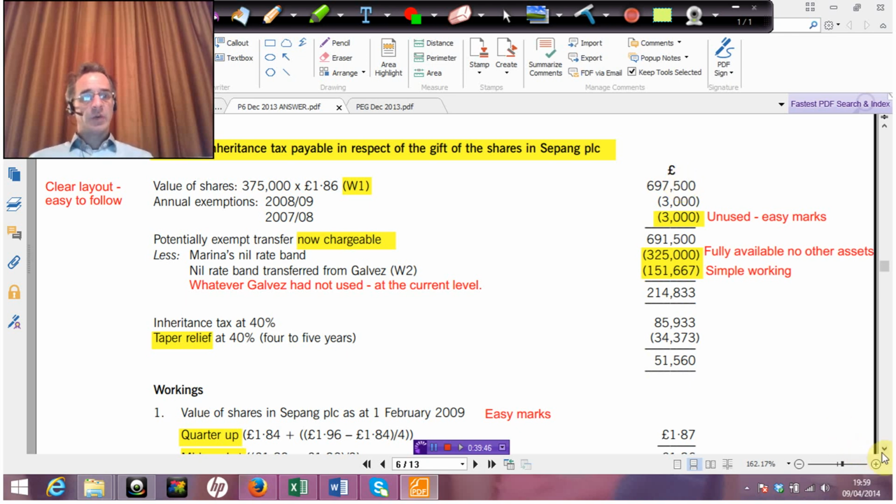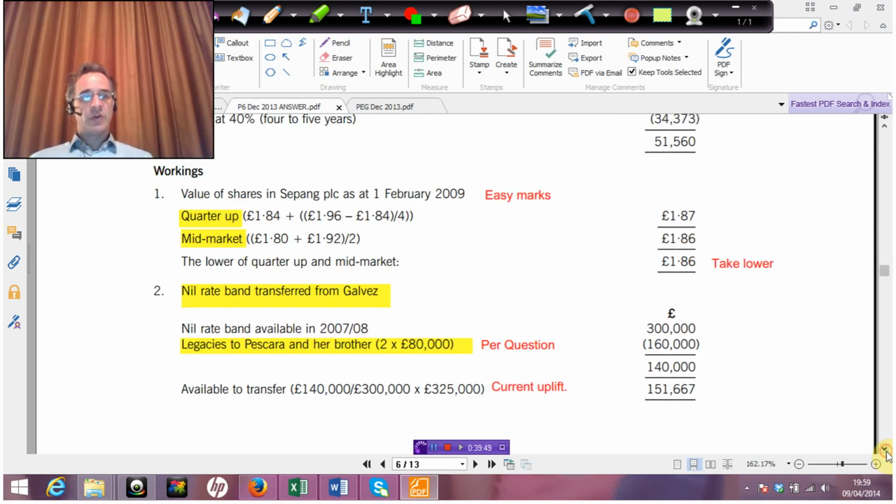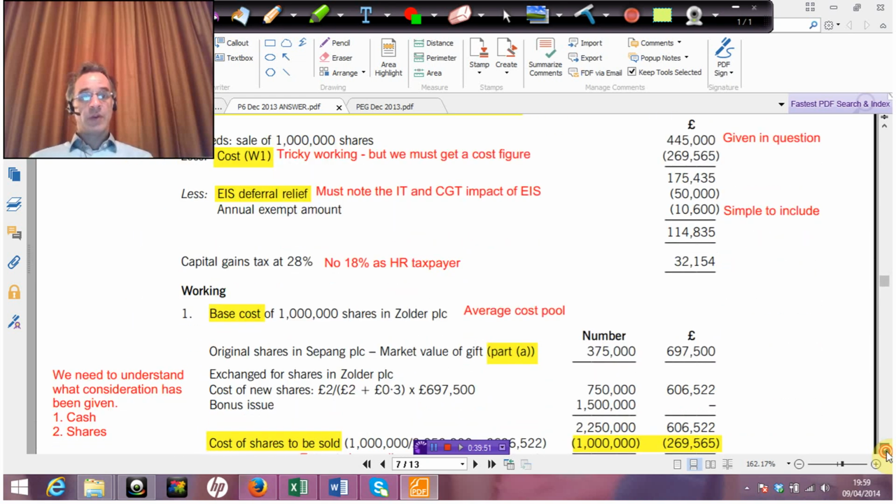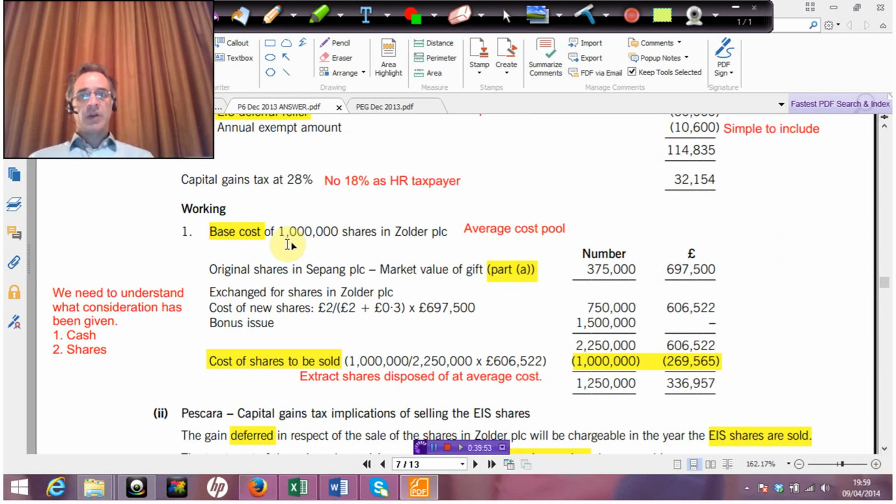Yeah. So if we move down to here, all you can see is what they've done is they've simply said, well, okay, she's making a disposal of shares. Yeah. She originally had shares in Sapang, but she now in effect has shares in Zolder plc. So what we have to do is go back and create a share pool and really build it up from the date the original shares were acquired all the way through to the disposal here.